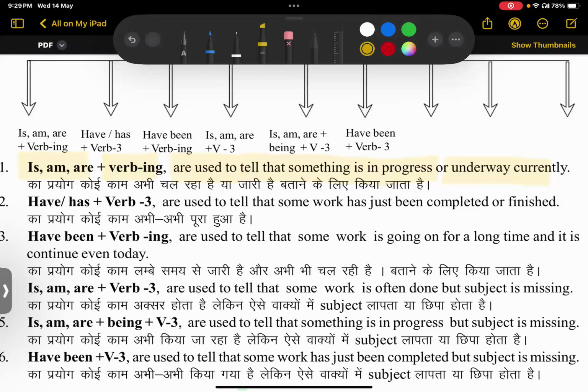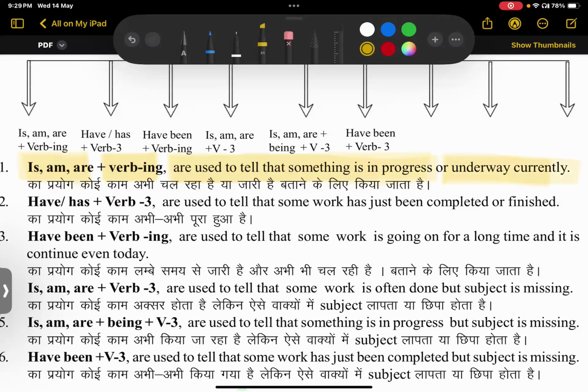This means something is continuing. You are doing something. For example, at this time, I'm teaching. This work is in progress. So we use is/am/are plus ing form. Okay, I'm going to explain it again so that you may understand well. Subject plus ing form means these are used to tell that something is in progress, underway currently. For example, I'm teaching you and you are learning. I'm taking tea and you are listening.